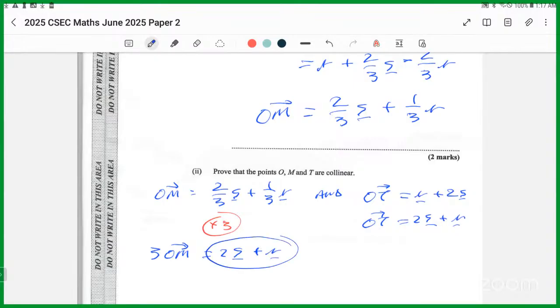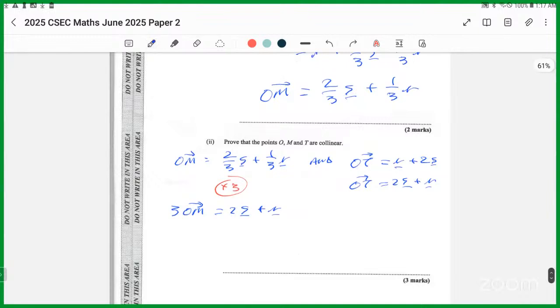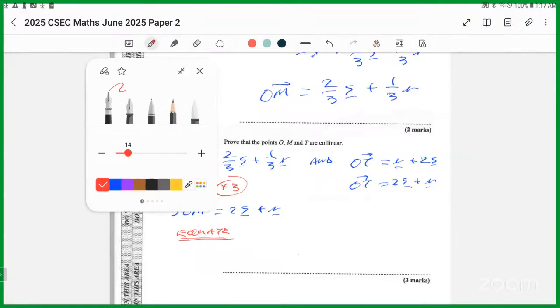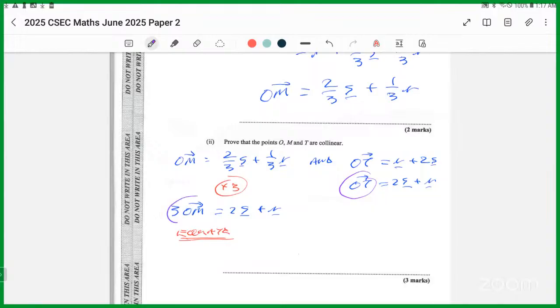Then you see that this and this are the same right now. Therefore, this 3OM equals that OT. I can say OT equals 3OM. So we can equate two vectors. And so we're going to write now, OT is 3OM. OT equals 3OM. And you now have one vector that is a multiple of the next.